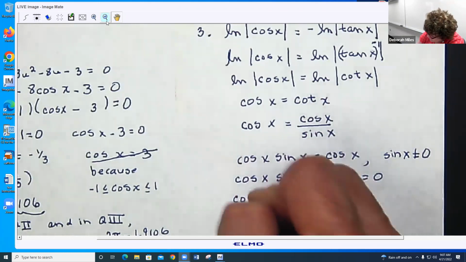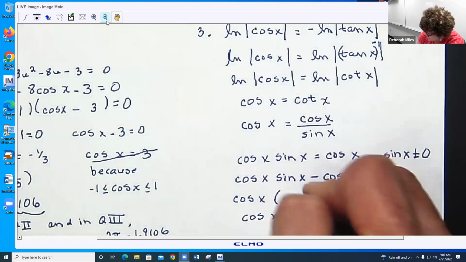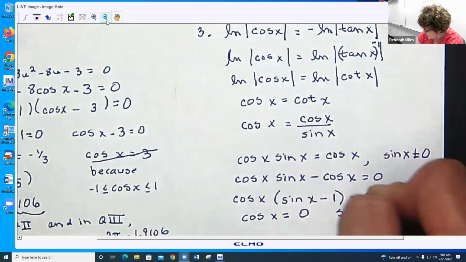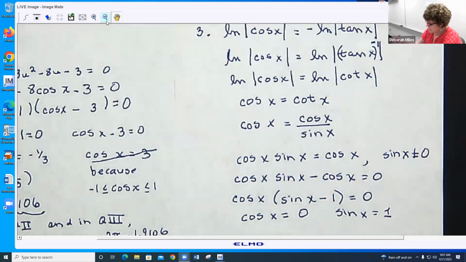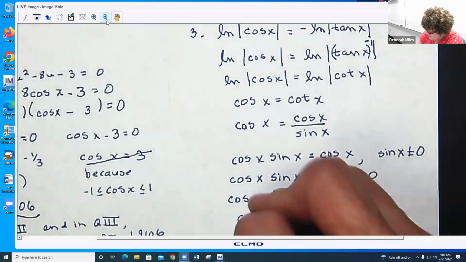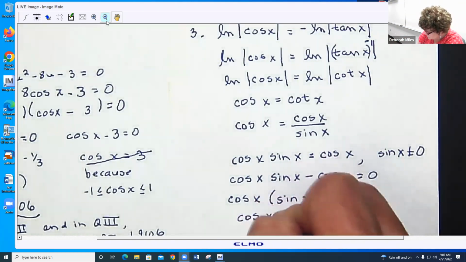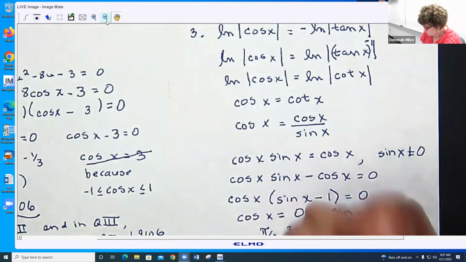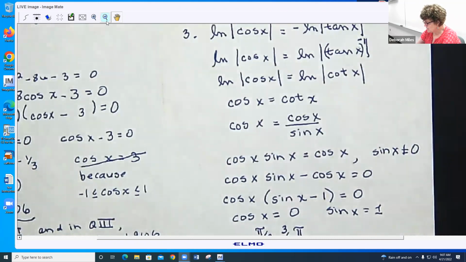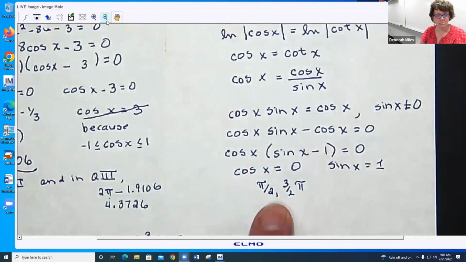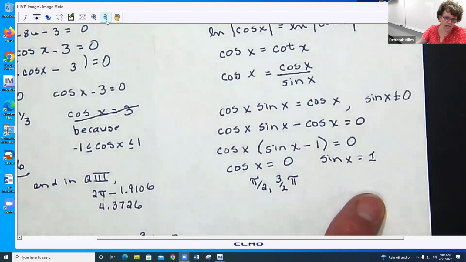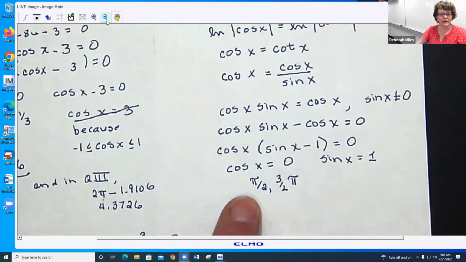So I want all the values where cosine is 0 or where sine is 1. Cosine is 0 at the half pies. And sine is 1 in the same place, the half pies. Actually, sine is only 1 at pi over 2, but we don't have to list that again. We already have it.